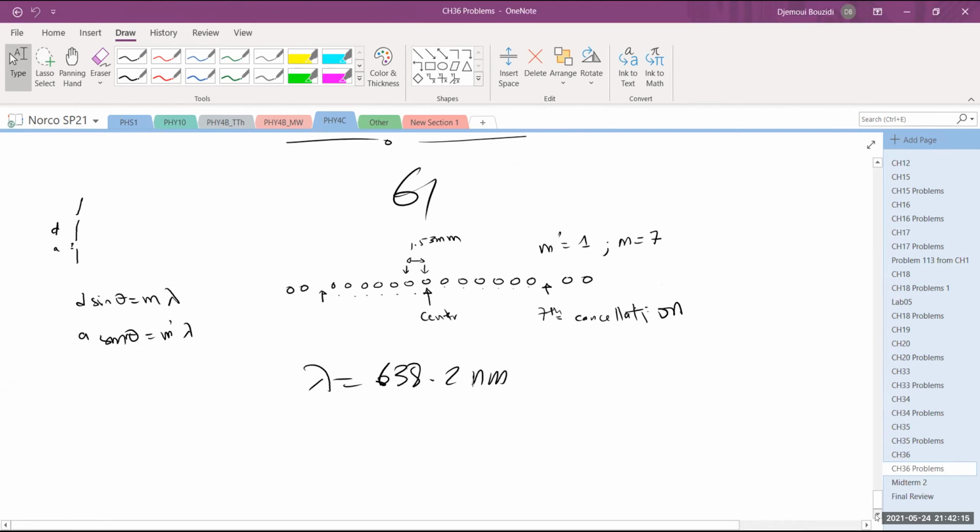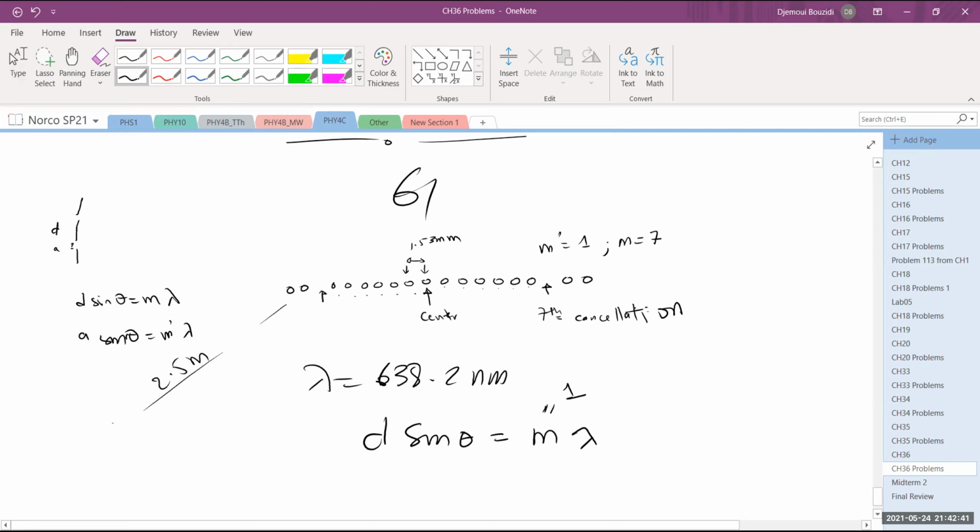We know that d sine theta is equal to m lambda. For m equals 1, we know the distance here. Did they tell us how far it is? It's 2.5 meters away. So this one is 2.5 meters away from the source.